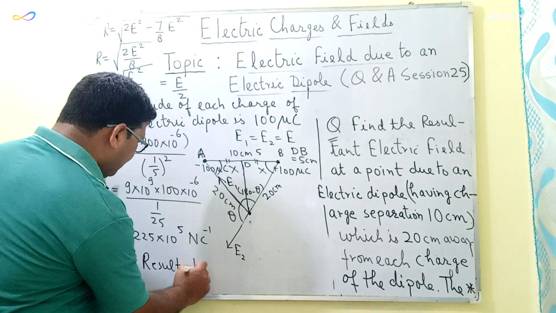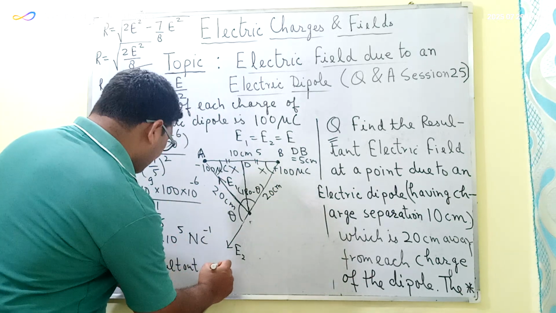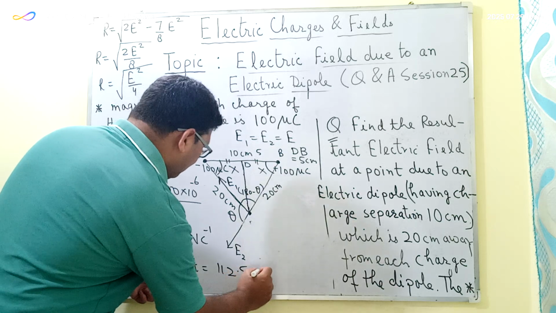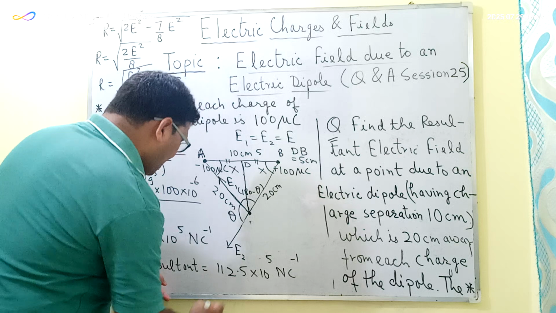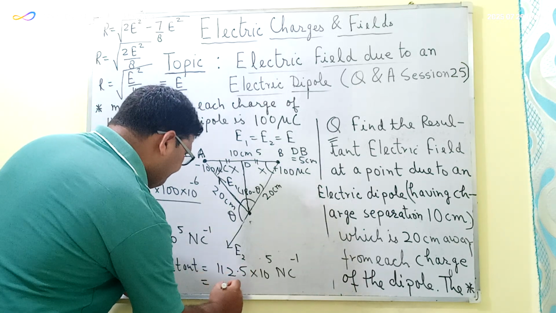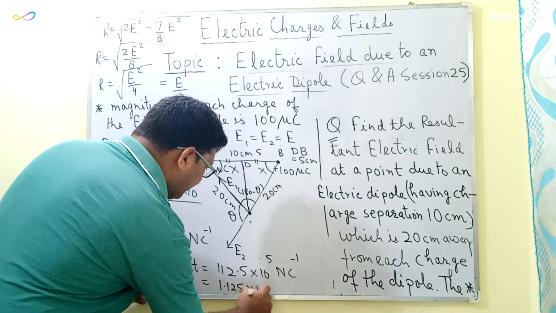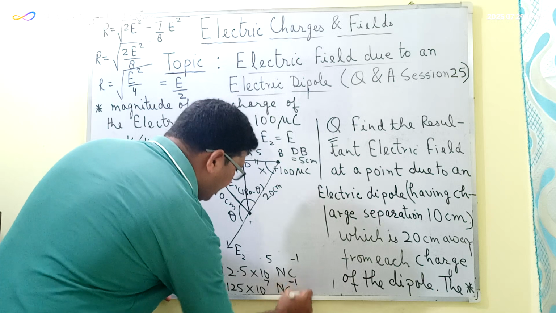So the value of the resultant electrical field at this point P is equal to E by 2. So this is equal to 112.5 into 10 to the power 5 Newton per Coulomb, or this can further be written as 1.125 into 10 to the power 7 Newton per Coulomb.